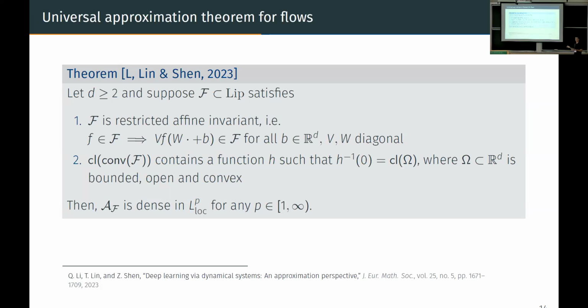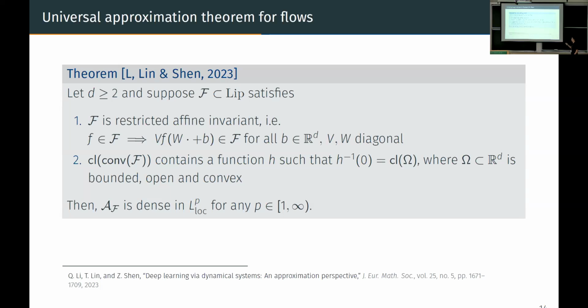Okay, this is certainly true for most, if not all, machine learning architectures. And then the second one says that the closure of the convex hull of F contains a function whose zero set is a convex set. So basically, you can think of this function as being zero on a bounded convex set, and non-zero everywhere else. Okay, so I'll show you a picture of it.